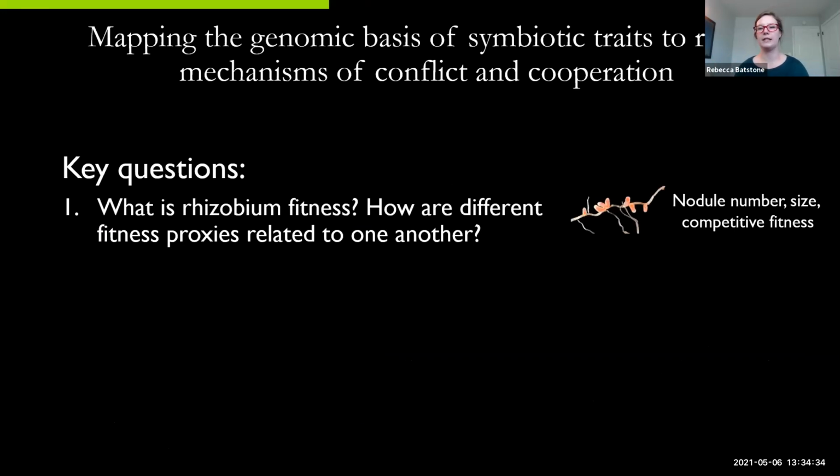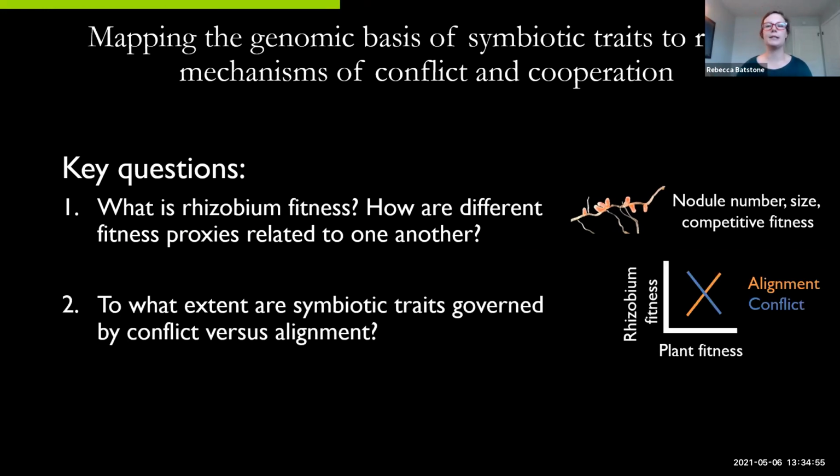So we combine the phenotypic and genomic data to first ask, what are the relationships among rhizobium fitness components at both the organismal as well as the genomic levels? Are these traits genetically distinct and therefore evolve independently, or are they linked through pleiotropy? We use this information to next address the potential for genomic conflict in the symbiosis.